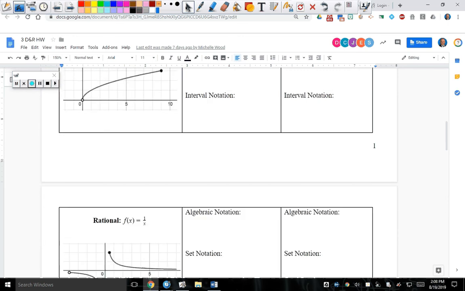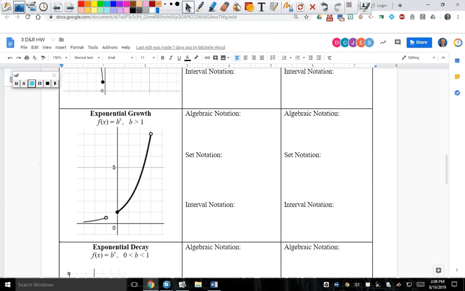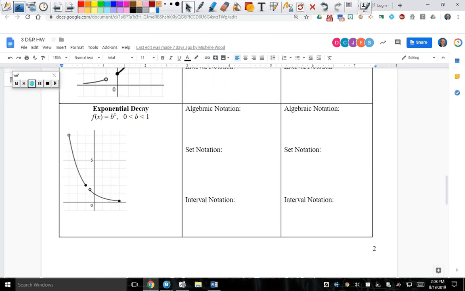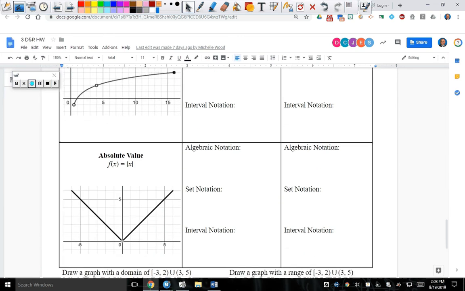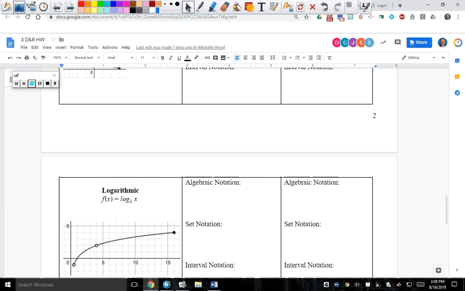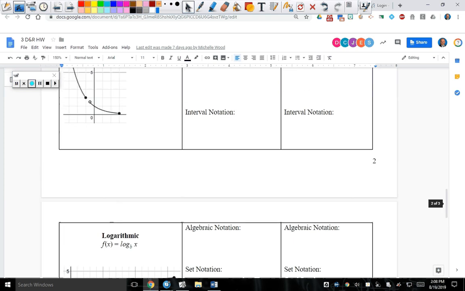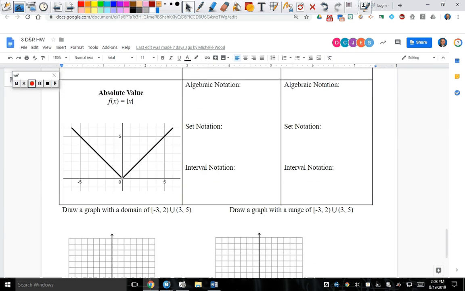Okay. Now let's try to find one that's a little bit more difficult. Okay, you tell me, guys. Look at all the ones that are left. Which one do you all want to do together? Absolute value? Is it this one right here? Okay. So here we go.